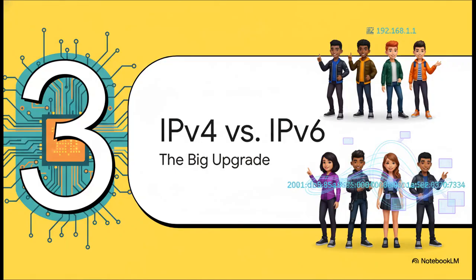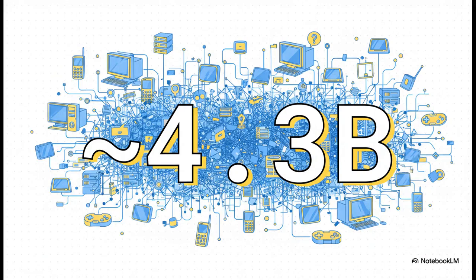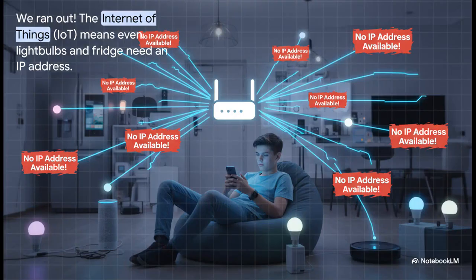Now, you've probably seen two different types of IP addresses in your textbook, IPv4 and IPv6. And there's a really, really simple reason we needed an upgrade. The original version, called IPv4, used a system that allowed for about 4.3 billion unique addresses. And back in the day, that seemed like a ridiculously huge number. Nobody thought we'd ever use them all. But yeah, we ran out.